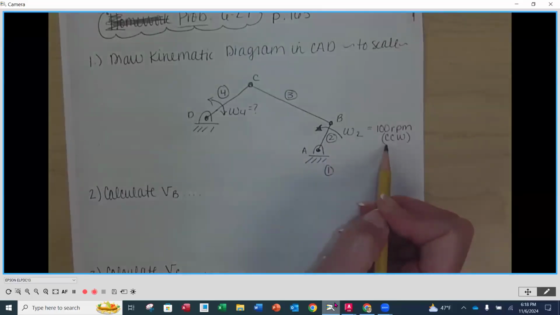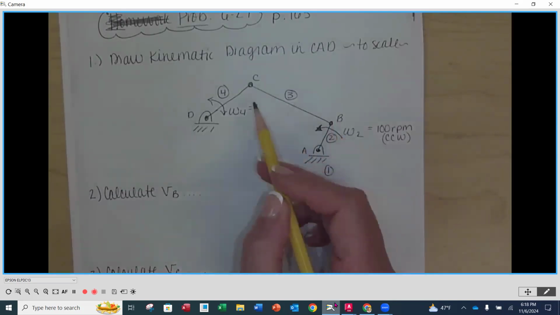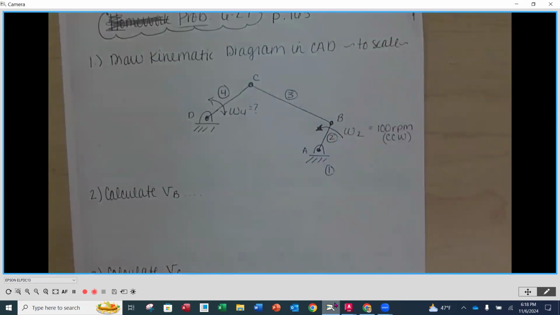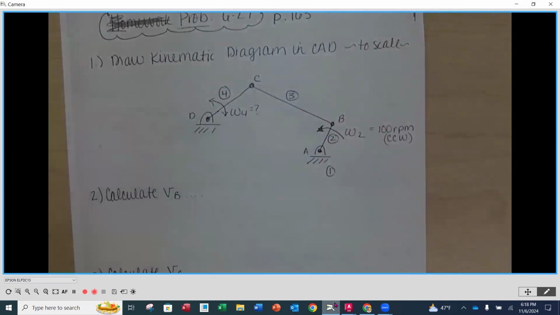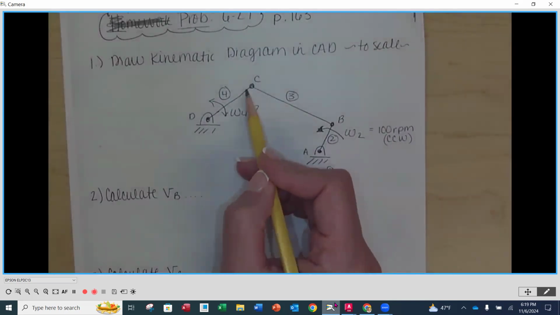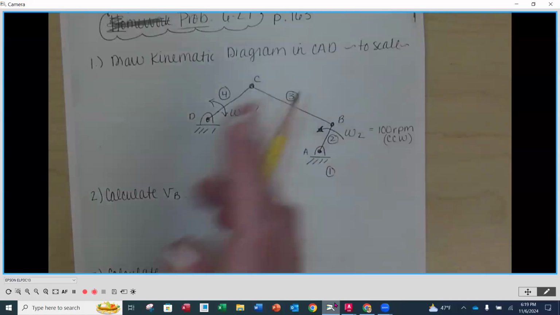It's going 100 RPMs counterclockwise, okay? And that's link number 2. Link number 4 is not directly on it. It's connected to it, but it's going to go through link CB. So we need to use the relative velocity equation in order to get to the velocity of C, which then we can use to find W4, okay?